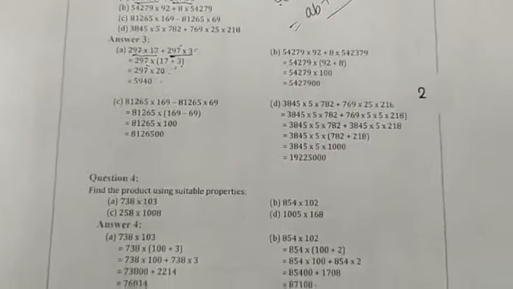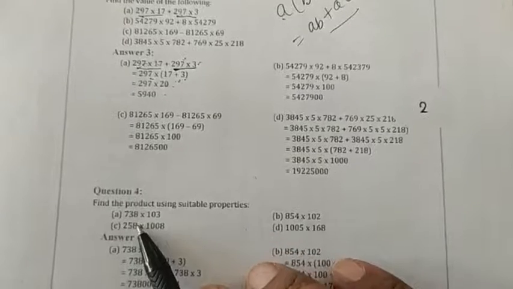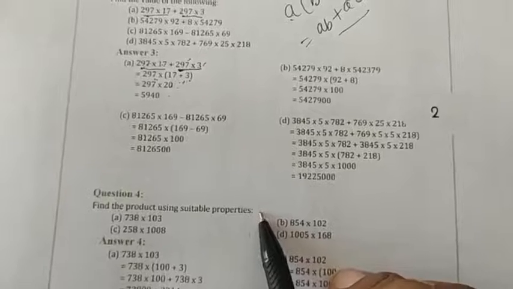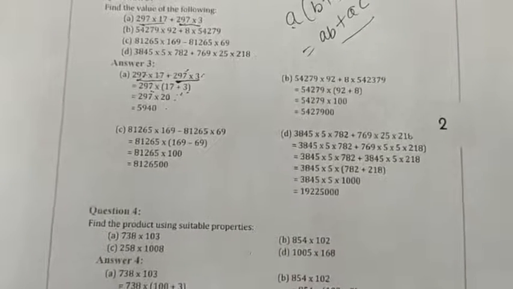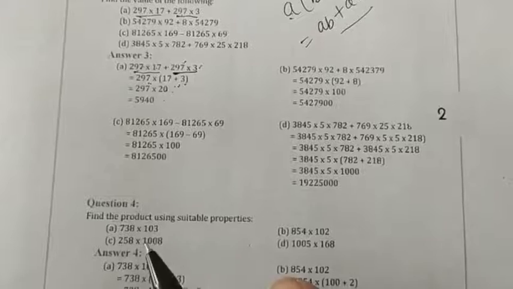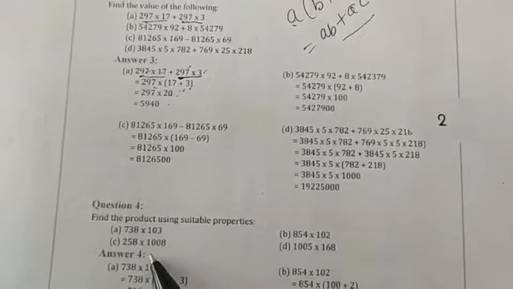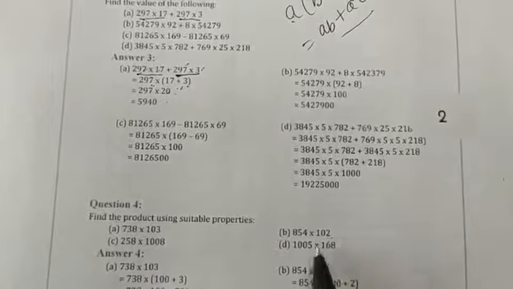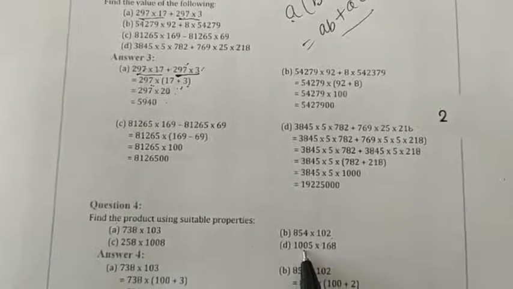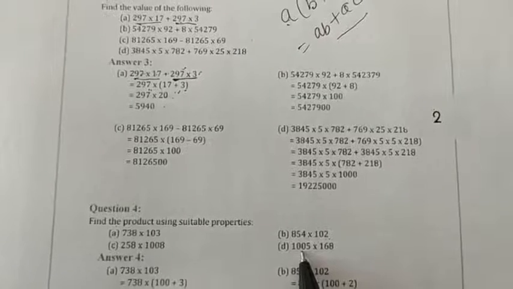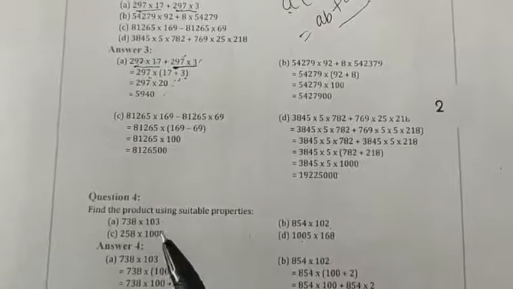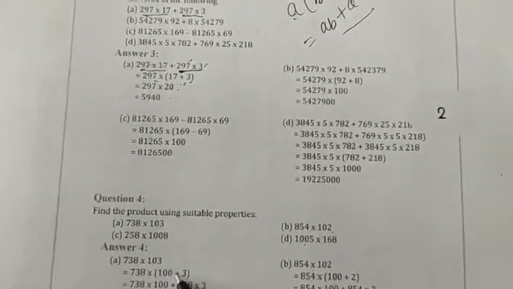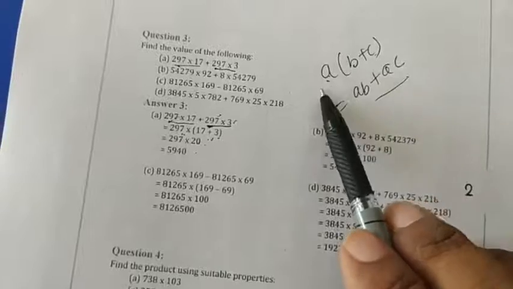Right? Same here, you have to do this question. 738 into 103 with the suitable property. Again, you have to apply the distributive property here. You have to break the number which is having 0, like 103 is 100 plus 3. 1008, 1000 plus 8. 102, that is 100 plus 2. 1005, 1000 plus 5. You may apply and you have to open the bracket. So 103, you have to do here 100 plus 3 and open the bracket by the distributive property like A into B plus A into C.